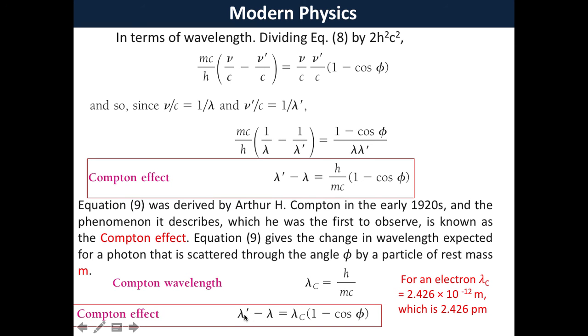So the Compton effect is the change in the wavelength: lambda prime minus lambda is equal to lambda c times 1 minus cos phi. And this Compton wavelength for the electron is 2.426 times 10 raised to minus 12 meter, which is around 2.426 picometer.